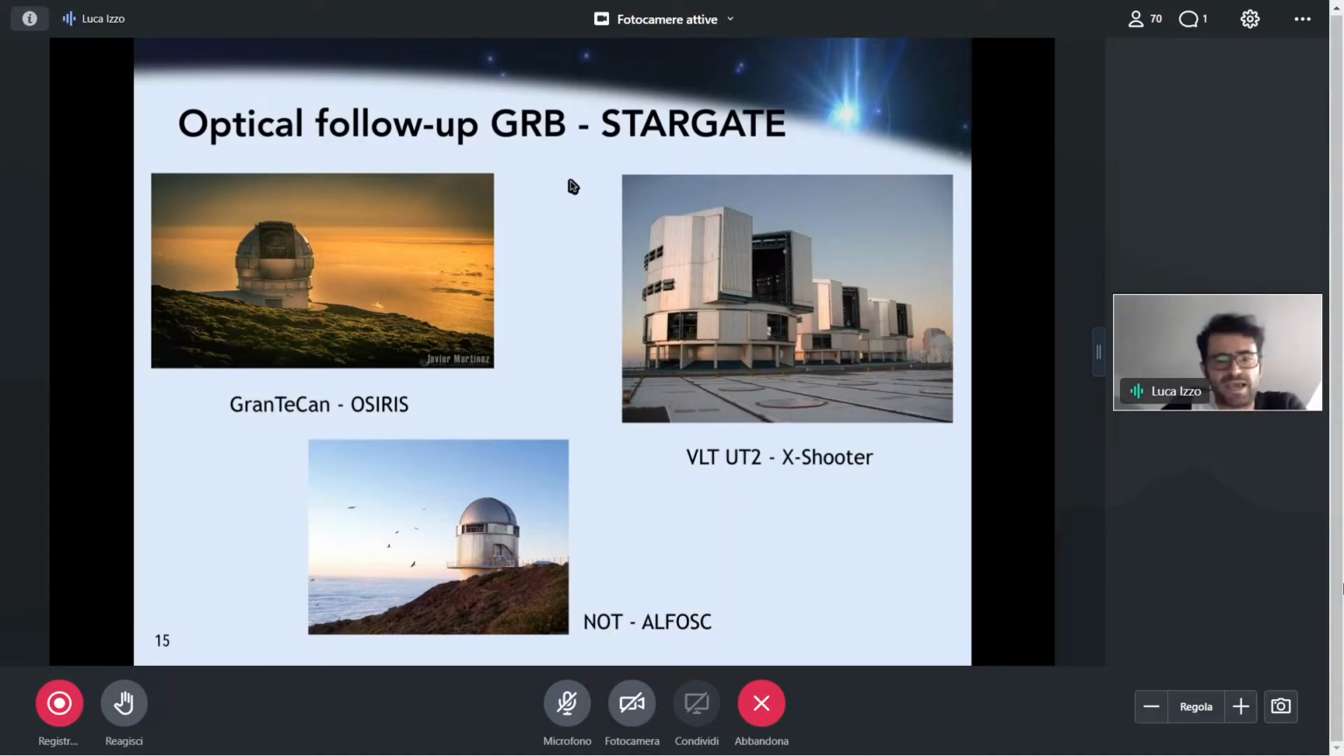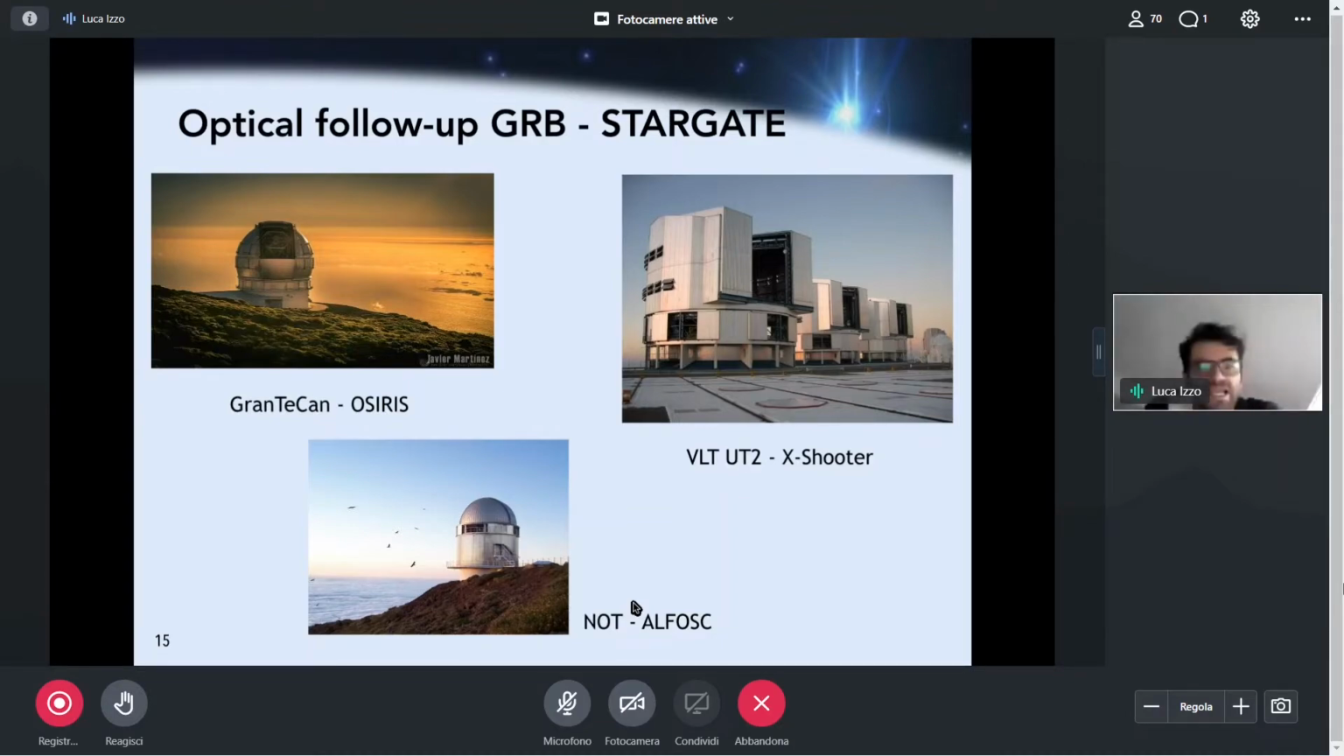I work mainly on a couple of collaborations using some of the biggest telescopes on the ground dedicated to the observation of the optical counterparts of gamma ray bursts, in particular spectra. We use some of the largest telescopes on the ground, such as the Gran Telescopio Canarias, the 10-meter telescope in La Palma, and the VLT in Chile, but also a very efficient telescope, a 2.6 meter, not very big, also in La Palma, which is the Nordic Optical Telescope with the ALFOSC instrument, which is very efficient in observing GRBs and getting spectra.